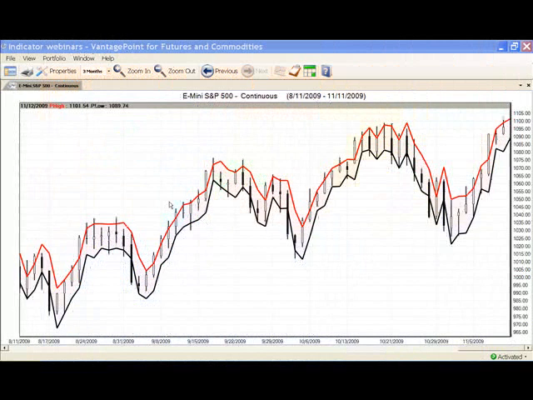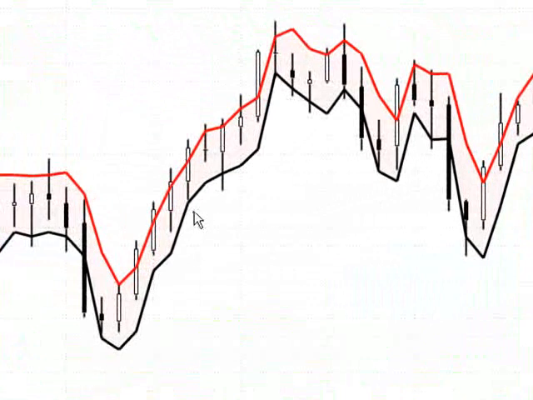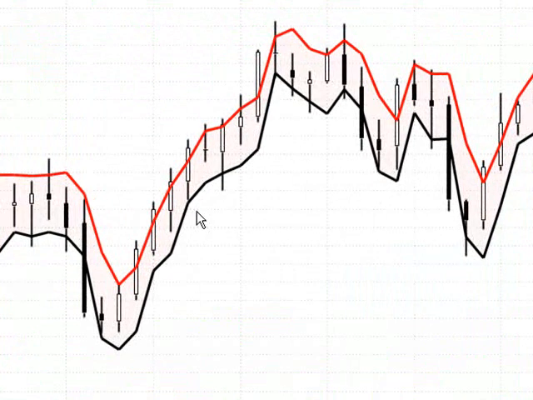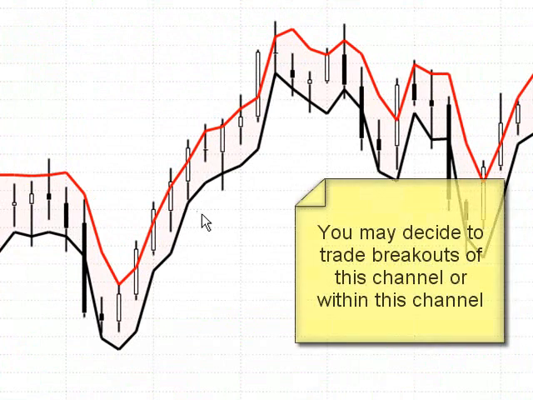The predicted high, the red line, and the predicted low, the black line, define the channel within which you can trade in several different ways. The possibility exists you can trade breakouts of this channel, or you can trade within this channel. It depends on the context of the current price action as to what you might do.